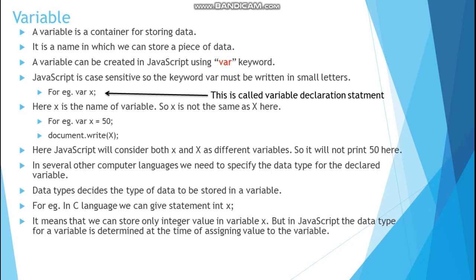But in JavaScript, the data type for a variable is determined at the time of assigning a value to the variable, not at the time of declaration. For example, var x semicolon is a declaration statement. It will not determine the data type of variable x, but when we give x is equal to 50, it will create variable x of integer type. So this way JavaScript works.